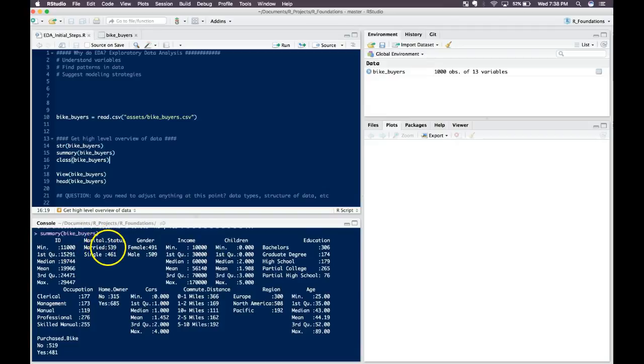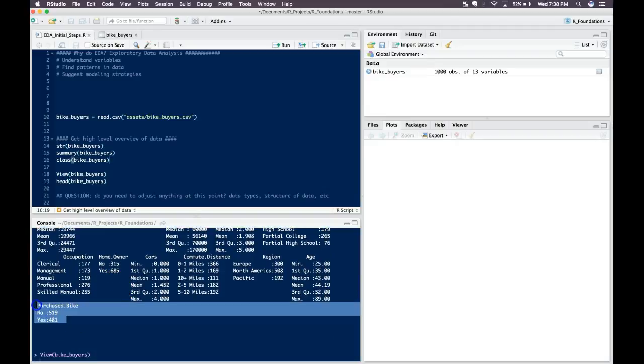So next we look at marital status. We can immediately see there's more married observations in this data set. This doesn't mean everybody purchased a bike. Just a little reminder, this is the dependent variable in this data set, whether or not they purchased a bike.